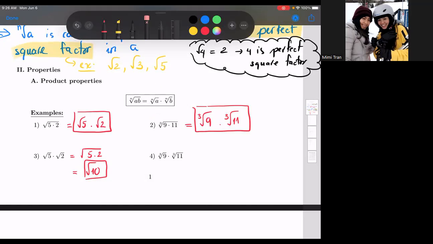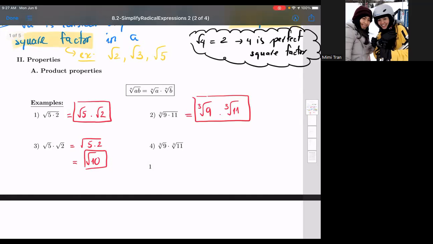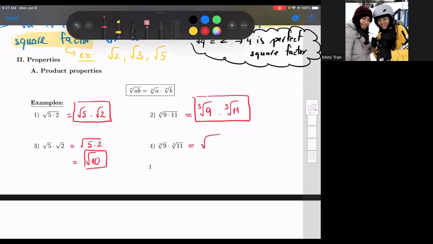Why don't you do number 4? People from Zoom, you can put your answer in the chat if you want. Anyone? What you guys got? Mike, you have something? Cube root, like 101. 101? 101. Okay, so you bring it. So first, yeah.